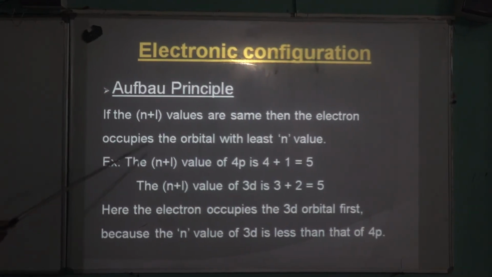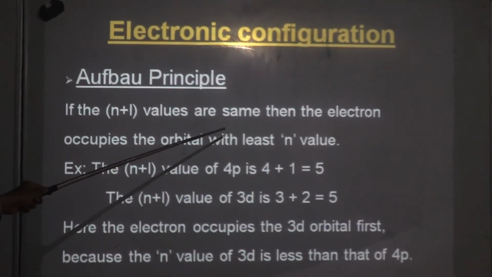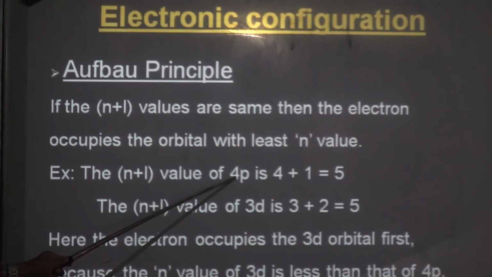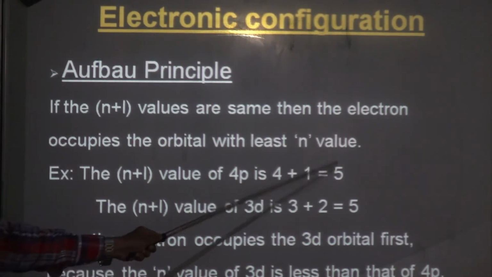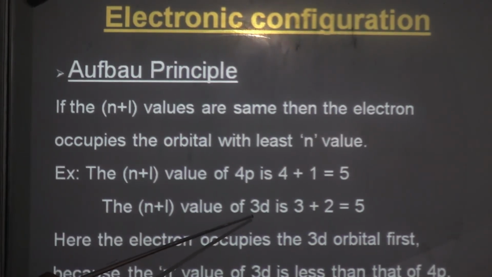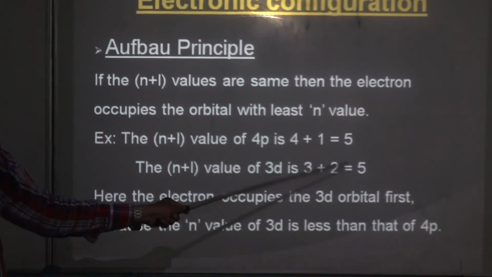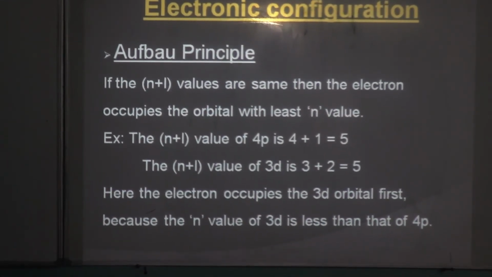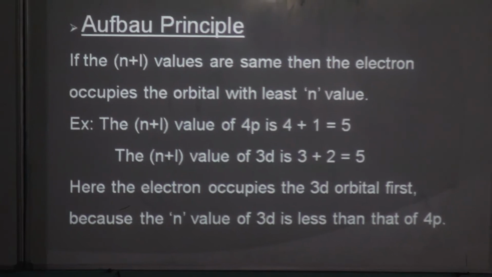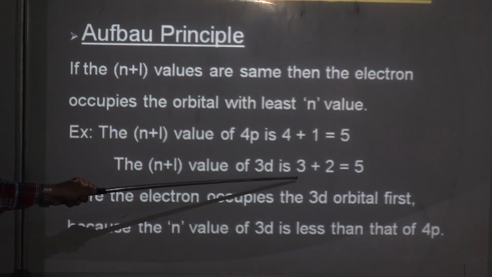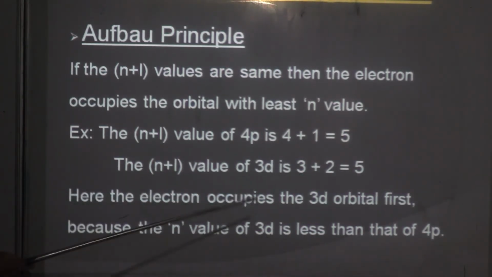If the n plus l values are the same, this is the most important thing. What happens? See here, the n plus l value of 4p: the n value is 4, and as it is a p orbital, l is 1. So 4 plus 1 is 5. For 3d, n is 3, d means l is 2, so 3 plus 2 is 5. These n plus l values are the same. Then how will the electron be occupied, how to decide the energy level? Then you have to go to the n value. Here it is 4 and here it is 3, which is less. For 3d the n value is less, so the electron first enters the 3d, then goes to the 4p. This is the most important thing in the Aufbau principle.